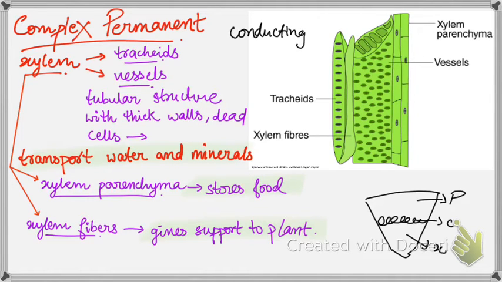Complex permanent tissues have two types, xylem and phloem. So first let's learn about xylem, then we'll learn about phloem. Xylem tissue consists of four cell types: tracheids, vessels, xylem parenchyma and xylem fibers.